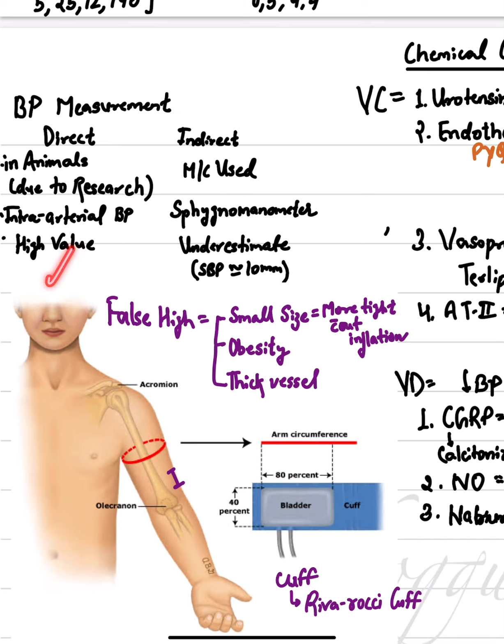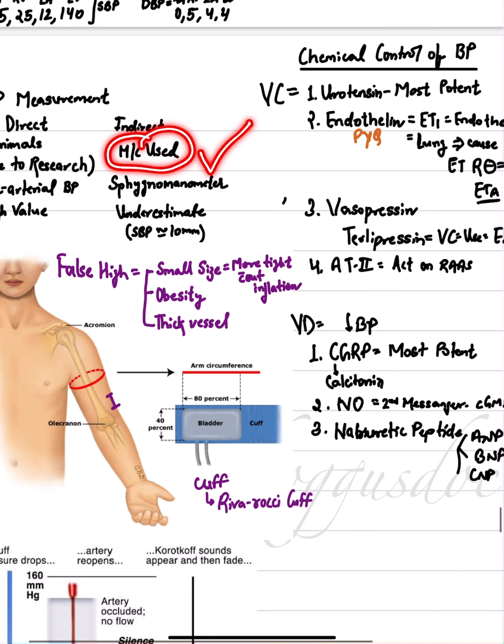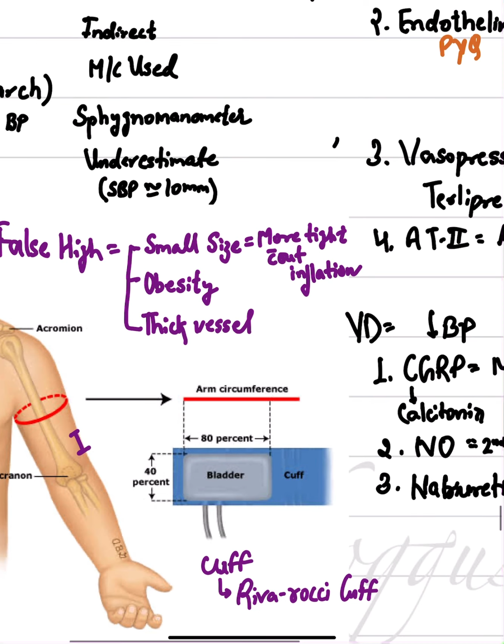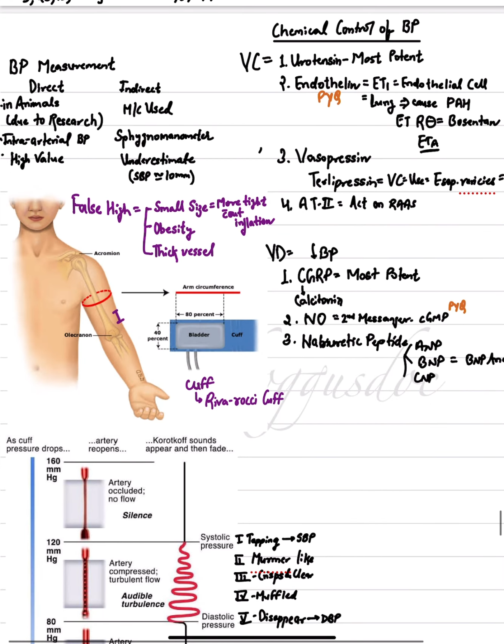It gives the exact value, or a higher value than the normal value, because we are overestimating. In the indirect method, which is the most commonly used, we use a sphygmomanometer, and it underestimates systolic blood pressure, because in the arm there is muscle, there is bone, many things that underestimate the BP.